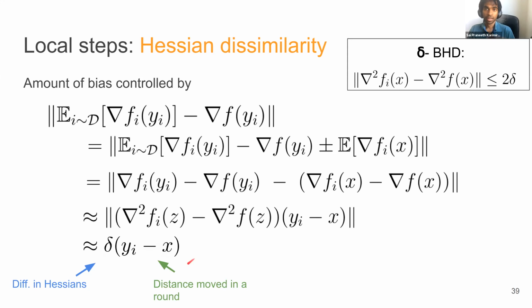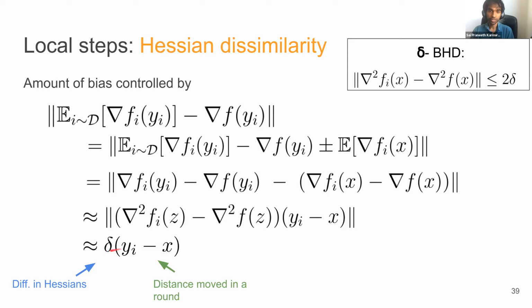So the punchline is that the bias in your updates is mainly controlled by two factors. One, how far you've moved. That's quite intuitive: the further you are from the server parameters, the more bias you're introducing. And also the difference in the Hessians. So this really is a key quantity which enters the picture here.